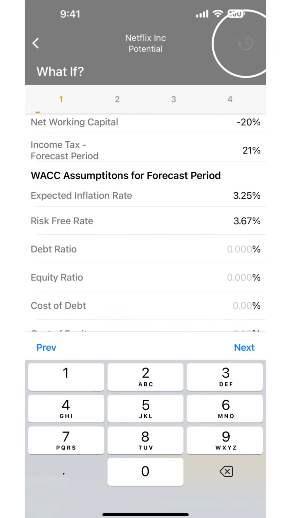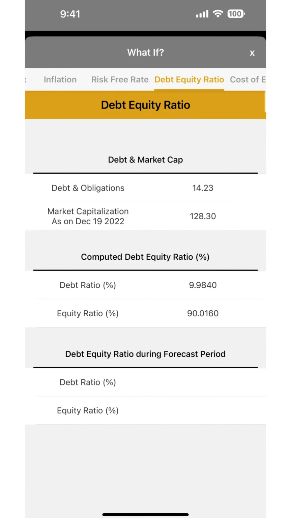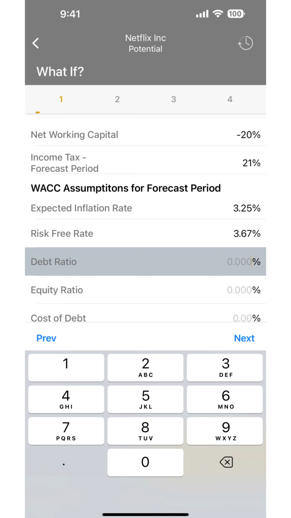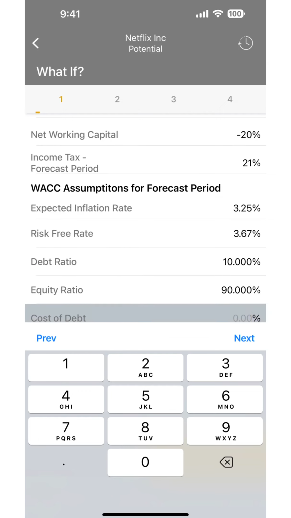Debt-equity ratio. The history of the capital structure gives the breakup of debt and equity. Debt is at book value. Equity is taken at the market value based on the last traded closing price. The app uses market value of equity to compute the debt-equity ratio. The history displays the following computation of debt-equity ratio based on current market capitalization. Enter the debt-equity ratio to be assumed during the forecast period. The debt-equity ratio for Netflix is assumed as debt at 10% and equity at 90%.